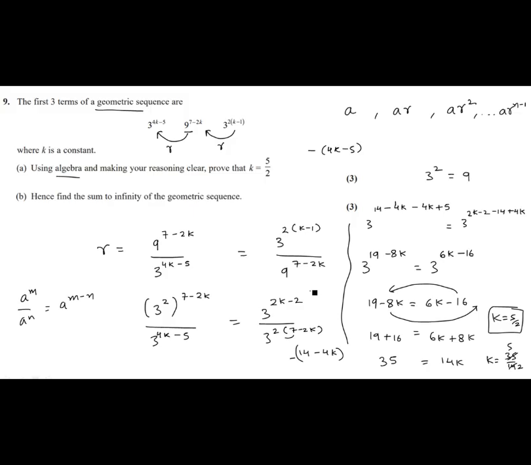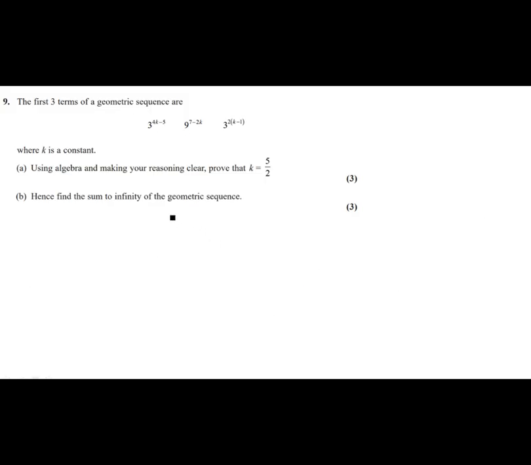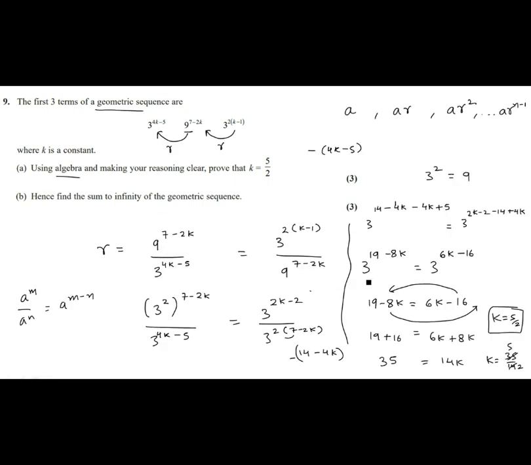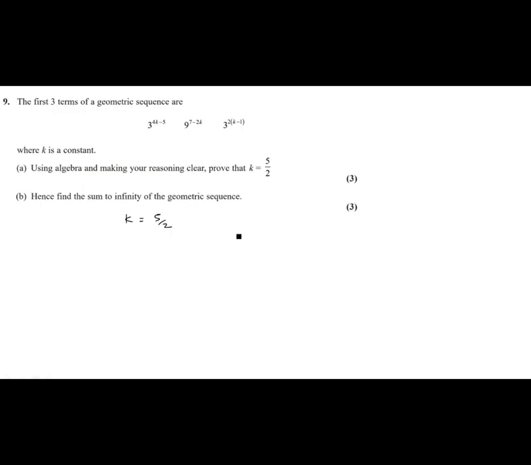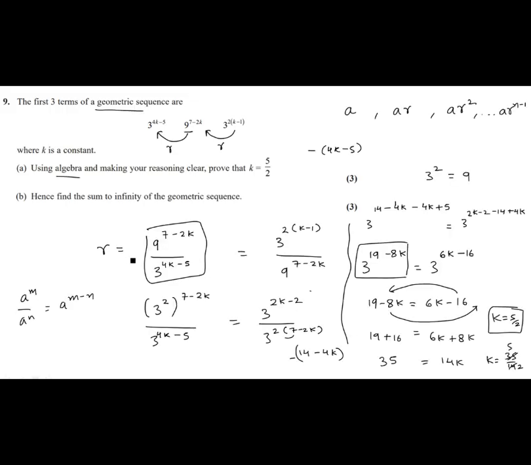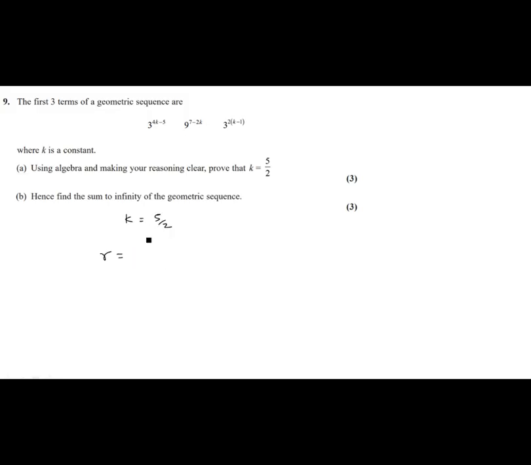Okay, now let's have a look at part B. So we know that k is 5 over 2, and remember the common ratio will be this thing, which is the simplified version of this. So that means r will be, so we need the first term and the common ratio. So r is 3 to the power 19 minus 8k.